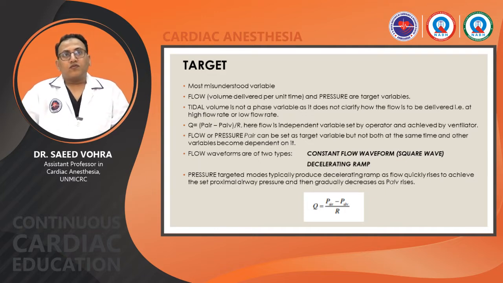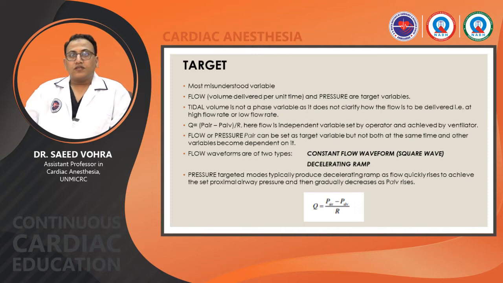Flow waveforms are of 2 types: constant flow waveform, which is a square waveform, and decelerating ramp waveform.